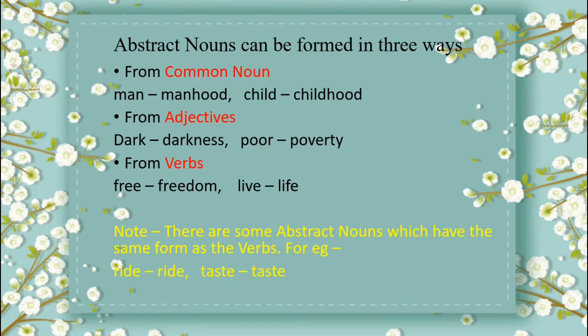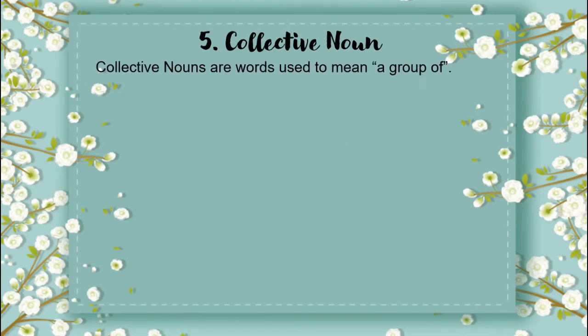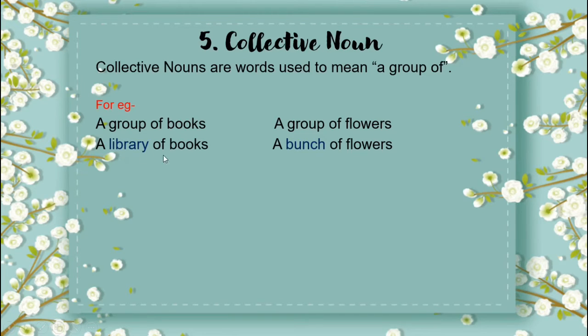Let's now read about the fifth kind of noun, that is the collective nouns. Collective nouns are the words used to mean a group of. For example, if there is a group of books or a group of flowers, instead of using the word group, we will use the words a library of books or a bunch of flowers.